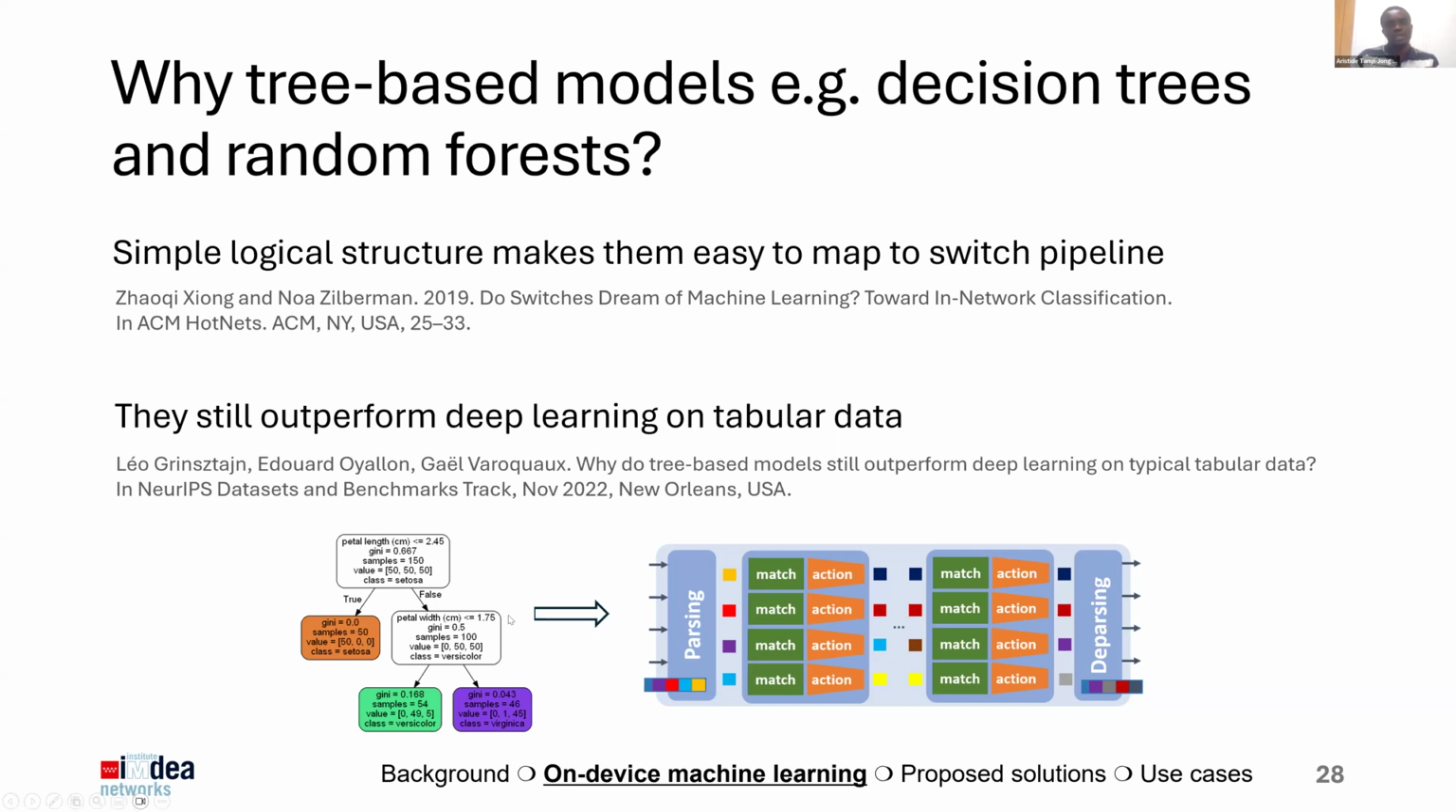So because of this analogy, it is much easier to implement a tree-based model in the switching pipeline compared to a more complex model like a neural network. And the other reason is that for tabular data tasks, which is the case for most of the traffic classification use cases in networking scenarios, these models are actually on par with or even outperform deep learning models, as you would see in this paper from NeurIPS 2022. So for these two reasons, tree-based models are the favorite for deployment in a switch scenario. So yeah, let's take the question.